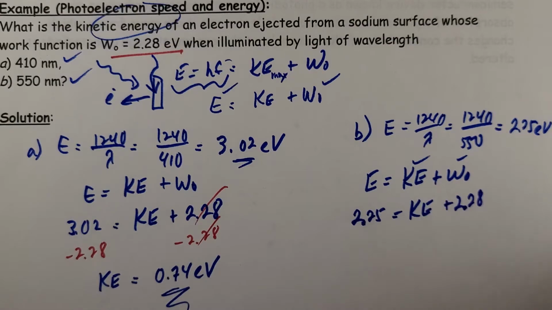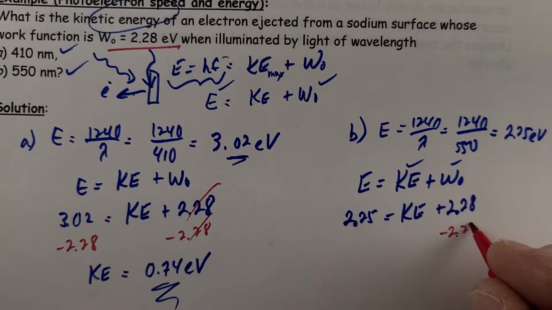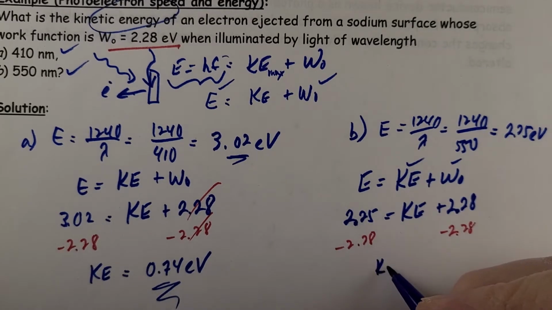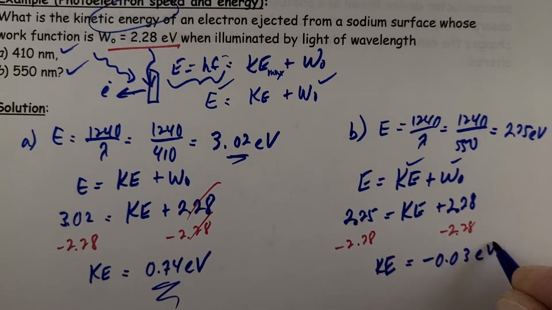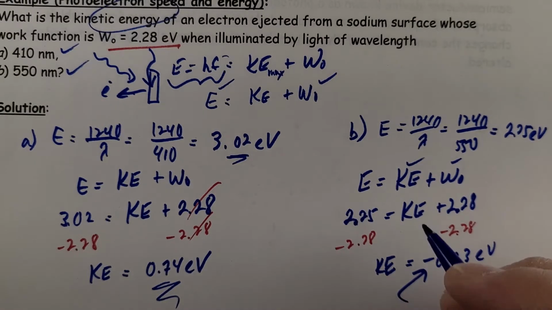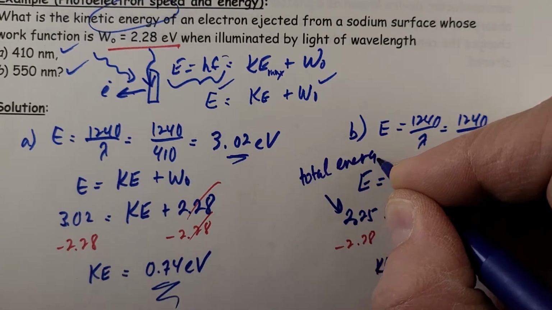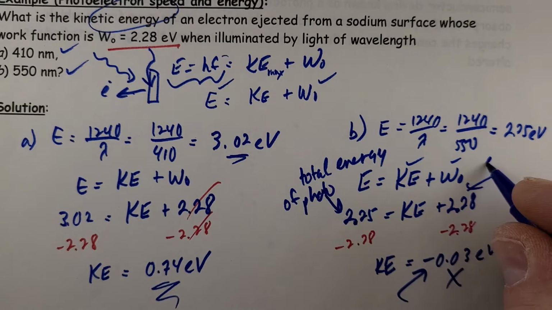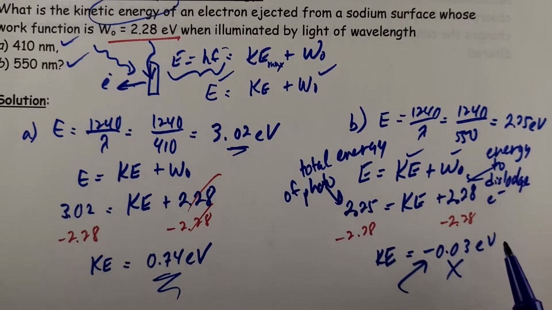Oh goodness, look at that. Look what's going to happen here, ladies and gentlemen. If we solve for this, 2.25 minus 2.28, we get a negative number here, which we can't have. Negative 0.03 EV. So we can't have negative. And if we take a look here, total energy of photon and energy to dislodge an electron. So we can't have that.